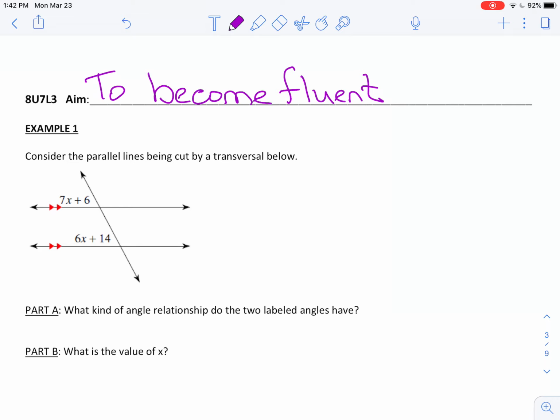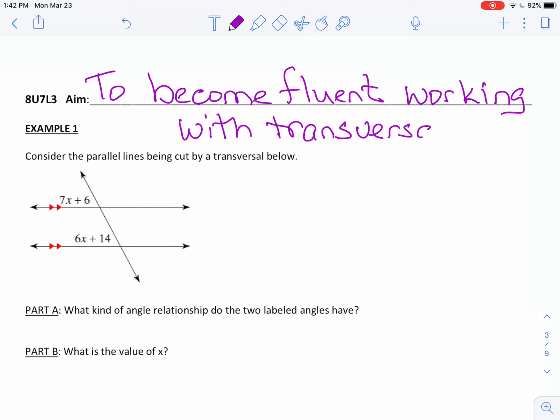We all know that if you're fluent, you go pretty fast and you don't make mistakes. And of course, I want you not to make any mistakes. I want it to be accurate first and then fast. So to become fluent working with transversals. You have a whole lot of new vocabulary, and so you need to make sure that you know the vocabulary.